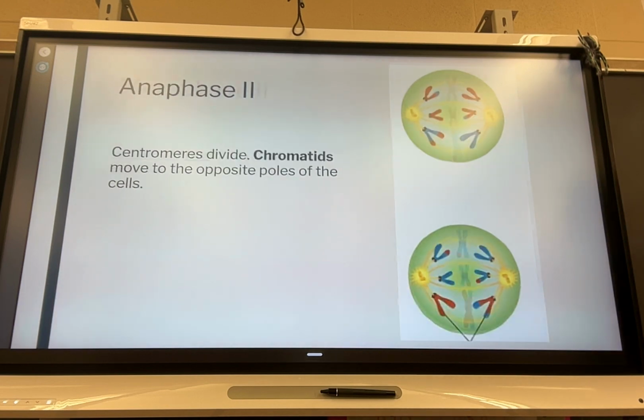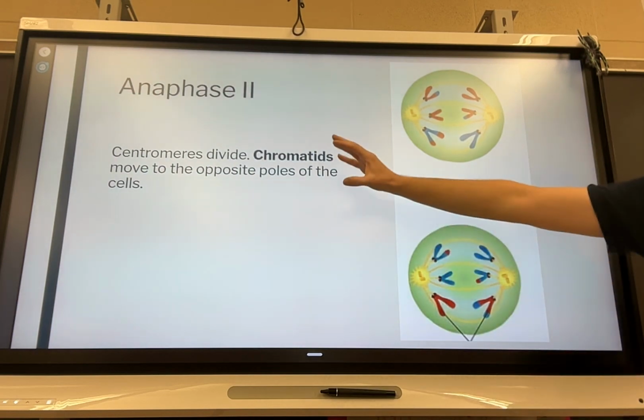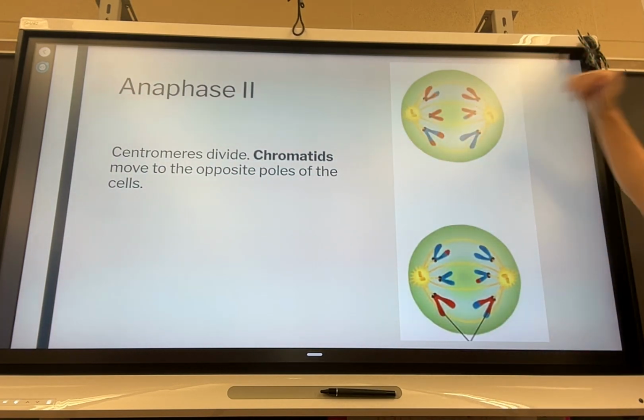Then we move on to anaphase 2, which again just looks like mitosis. We're separating the individual chromatids now into each cell. So the centromeres are going to divide, and the chromatids are going to move towards one end of the pole or the other.